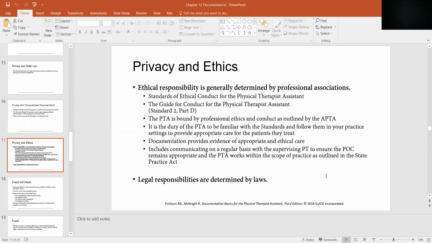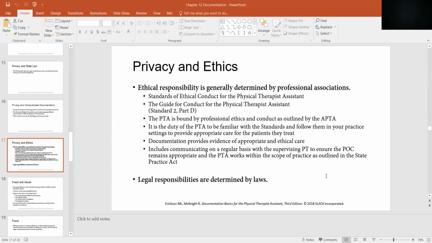And this is defined in the Standards of Ethical Conduct for the Physical Therapist Assistant and the Guide for Conduct of the PTA, and the PTA is bound by professional ethics and conduct. Conduct is outlined by our professional association, the APTA. It's our duty as PTs and PTAs to be familiar with the standards and follow them in our practice setting.